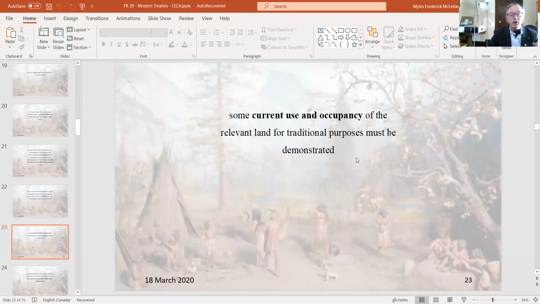There has to be some current use as well, so the historical use has to run from time immemorial up to the time, in fact, the statement of claim is submitted. So there has to be a current use and occupancy of those lands for traditional purposes, which is hunting, trapping, fishing, and what have you. It has to be demonstrated to take place from occupation, basically, or contact, up to and including the time the claim is asserted.